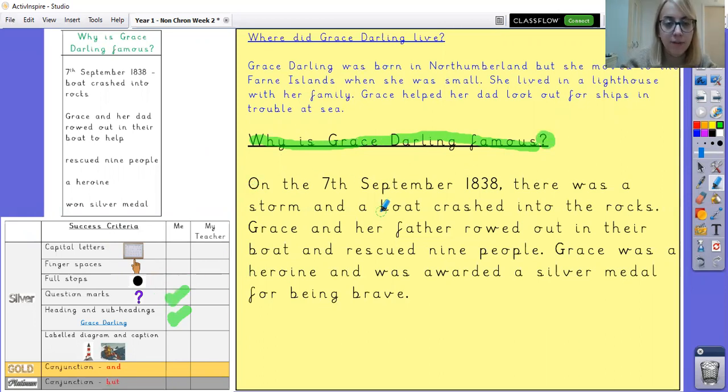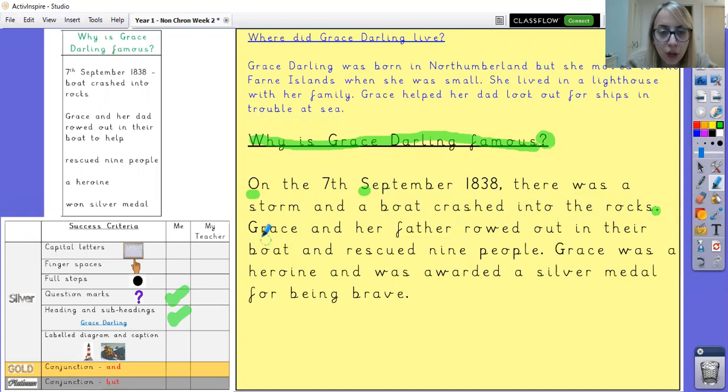Okay, let's go through the information now then. Capital letter on the 7th of September. Now, I've included a capital letter here. Did I do the right thing there, year ones? Yes, it's the name of a month, a special name for a month. So I needed a capital letter on the 7th of September 1838. There was a storm and a boat crashed into the rocks.